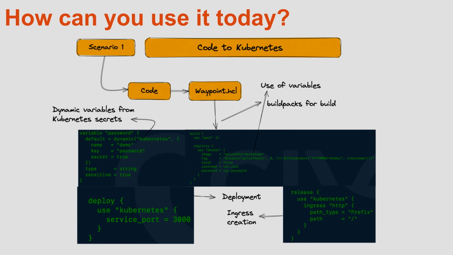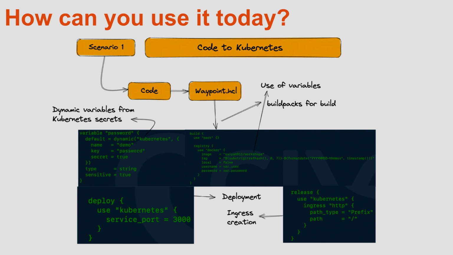So let's talk about scenario 1. Scenario 1 is code to Kubernetes. As a developer, the developer has written the code. And then obviously you need a waypoint.hcl file. In the waypoint.hcl file, you have defined the dynamic variables from the secret. If you can see, there is a variable password with the dynamic Kubernetes. The name represents the secret name. That will be the Kubernetes secret that you'll be creating, or your SRE team will be creating for you, and will be giving you the name for that. And the key is the actual password. Now this, and sensitive true, all this information.